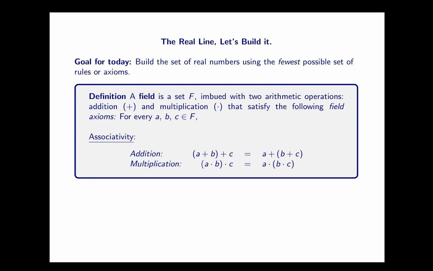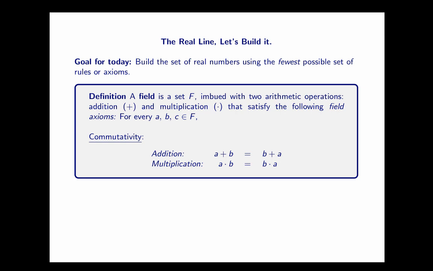So one of those rules is associativity. A plus B plus C yields the same result as if I added B plus C first and then added A. Similarly with multiplication, A times B times C is the same thing as multiplying B times C first and then multiplying by A. Again, this is something that we know, but remember that we're going to build the arithmetic and the set of real numbers from the ground up. So we have to be specific with these definitions.